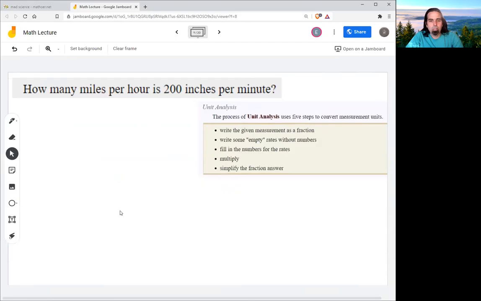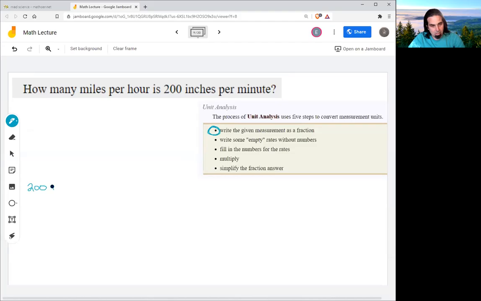How many miles per hour is 200 inches per minute? I don't know what I was measuring in inches per minute, maybe how fast my pet moved. Something like that. Anyway, I'm not good at thinking about speeds in inches per minute. I'm used to thinking about jogging or biking or driving in miles per hour. So I measured something and now I'm thinking, oh, what is this in miles per hour? Because that's how I'm used to thinking about speeds.